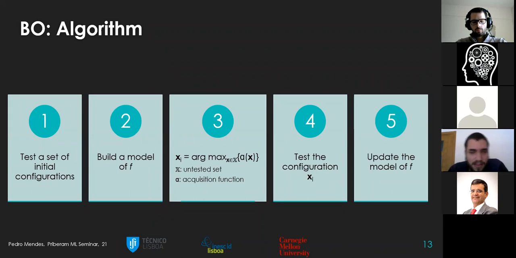In the third step, after we build the model, we can use a heuristic called an acquisition function in order to select the next configuration to evaluate. We can test that configuration and then we update the model. And this loop continues until some stop condition is met, for example, a maximum exploration cost or a maximum number of iterations.